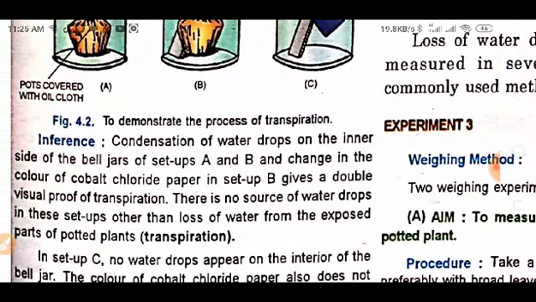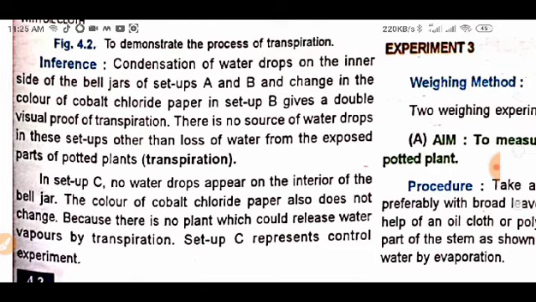Now how can you infer or conclude this? Condensation of water drops on the inner side of the bell jar of setups A and B, and change in the color of cobalt chloride paper in setup B, gives a double visual proof of transpiration. There is no source of water drops in these setups other than loss of water from the exposed part of the potted plants. In setup C, no water drops appear on the interior of the bell jar. The color of cobalt chloride paper also does not change because there is no plant which could release water vapors by transpiration. Setup C represents the control experiment.